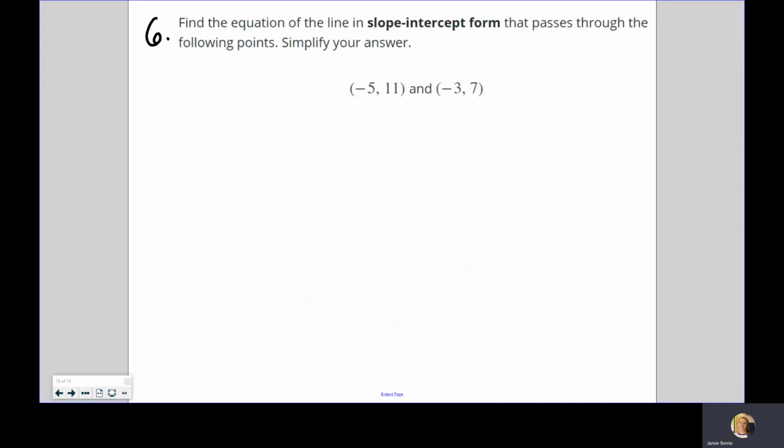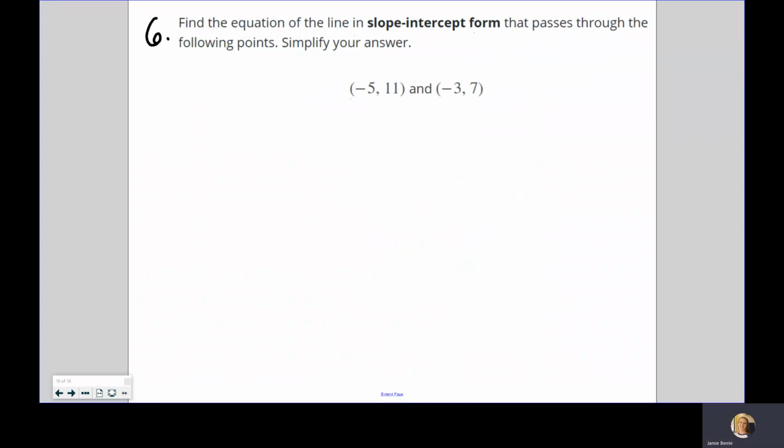All right, last problem. This is sort of like the culmination of everything you've learned in this section. It says find the equation of the line in slope-intercept form. That means just write your answer with y by itself. That passes through the following points. Simplify your answer. So they give us these 2 points, (-5, 11) and (-3, 7).